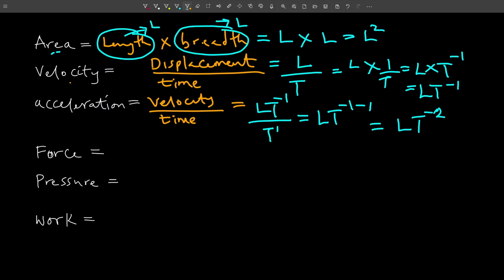Let's take a look at force. Force is simply mass times acceleration. There are different ways of getting the dimension. I prefer solving it this way, using acceleration. I think this is the easiest way.